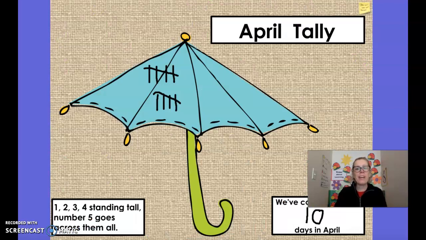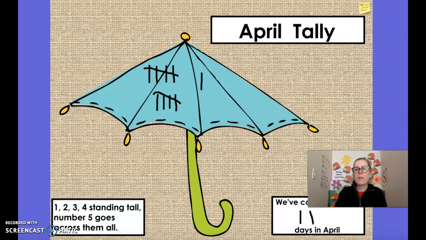All right, we're going to look at our April tally. Yesterday we came to school for 10 days. What number comes after 10? Let's see, 5, 10 plus one more is 11. And we're going to start a new group of tally marks. So we're going to make a 1 straight down right here. And then we want to erase the 10 because we want to turn this into an 11. And 11 is the start of the teens. 11 is a fun number because it has 2 1s in it.